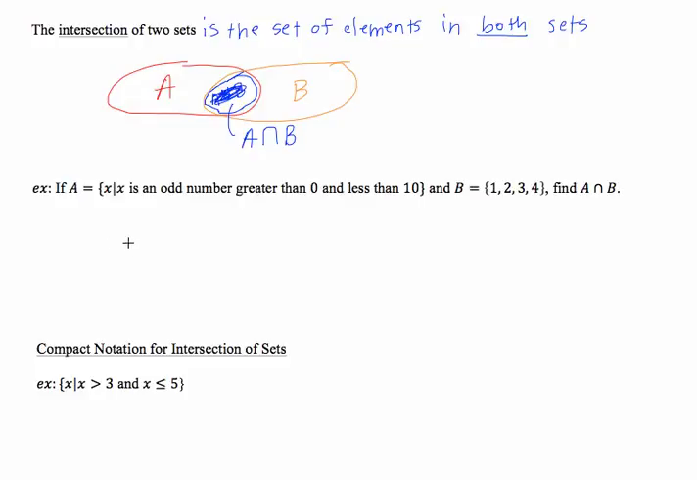Okay, for a simple example here, let's again look at something like this. If A is the set of all x such that x is an odd number greater than 0 and less than 10, and B is the set containing 1, 2, 3, 4, let's find where A intersects B.